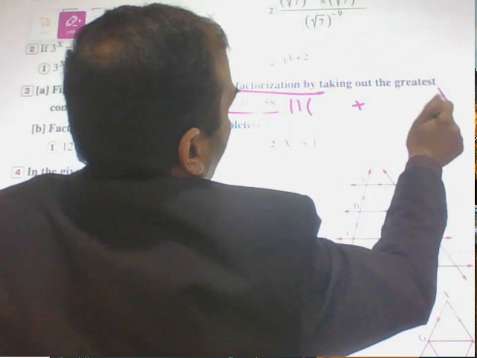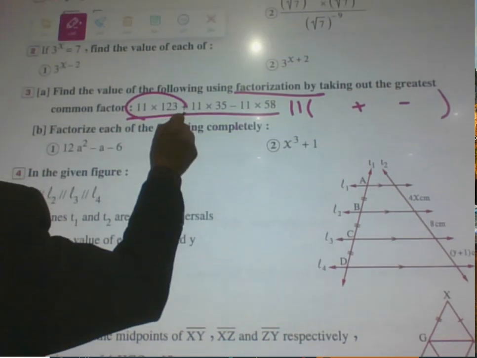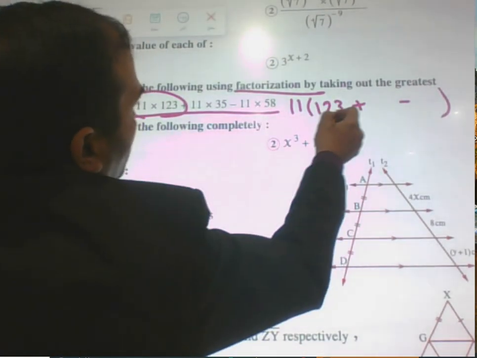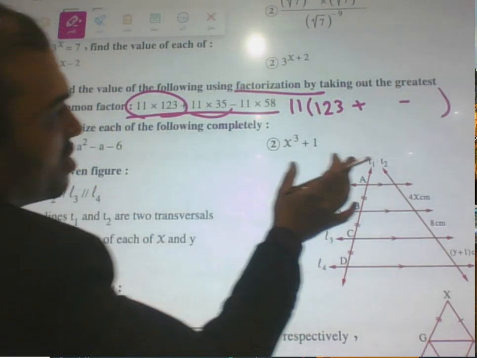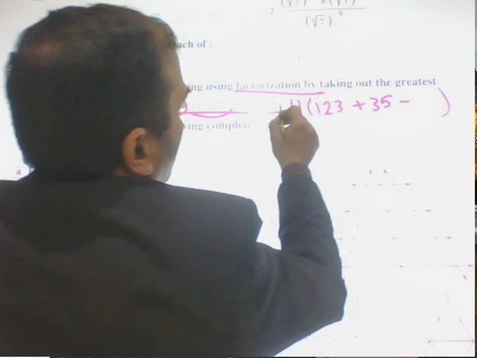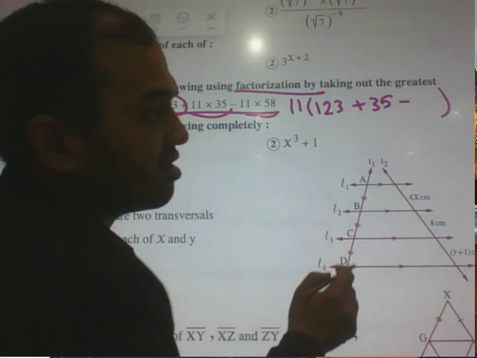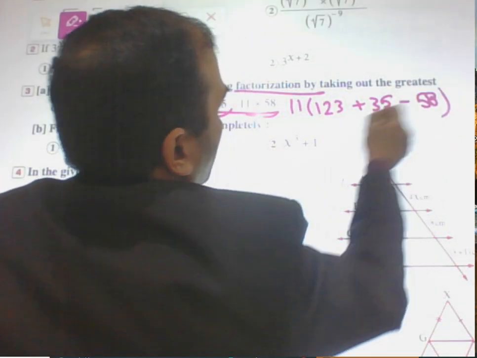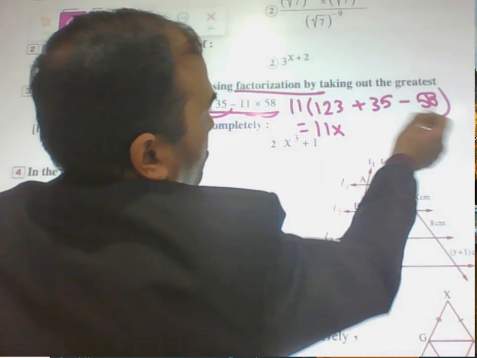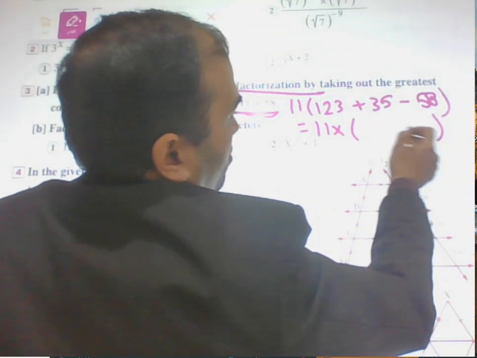We have the sign here negative, okay? This expression divided by 11 is 120. And the second expression divided by 11 equals 35. And the third divided by 11 equals 58. And then we can write 11 multiplied by the answer of this expression.